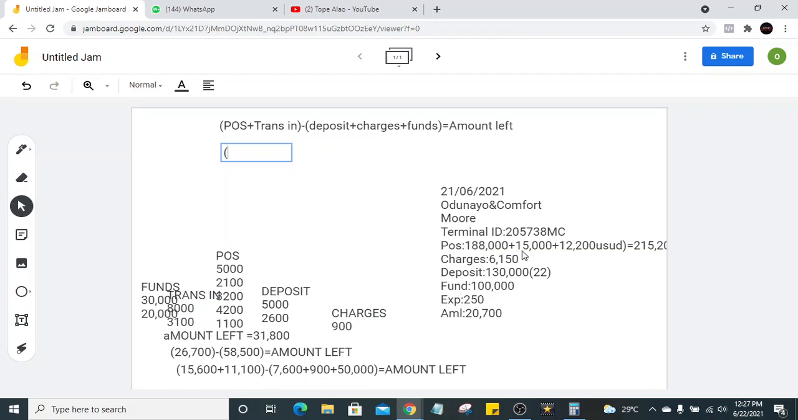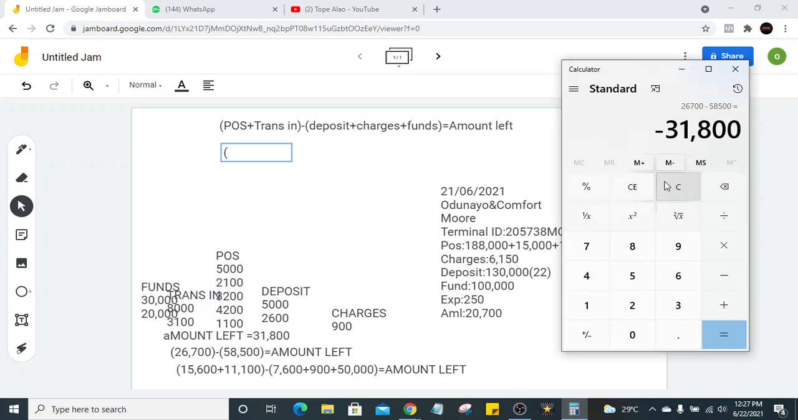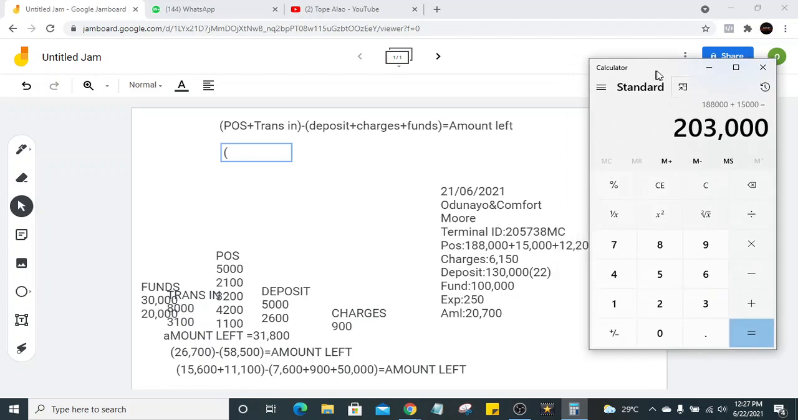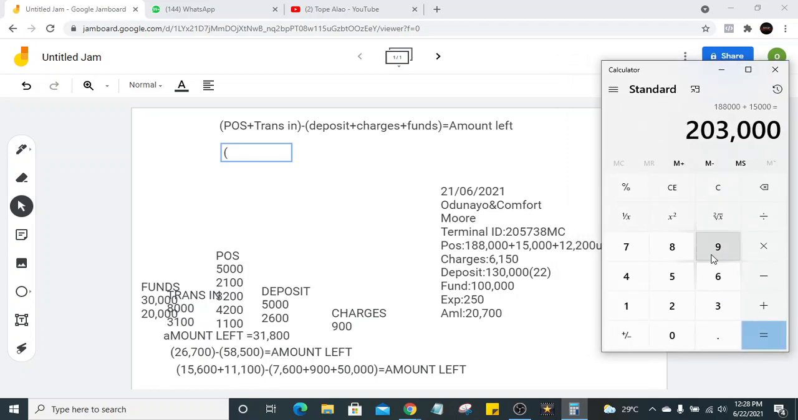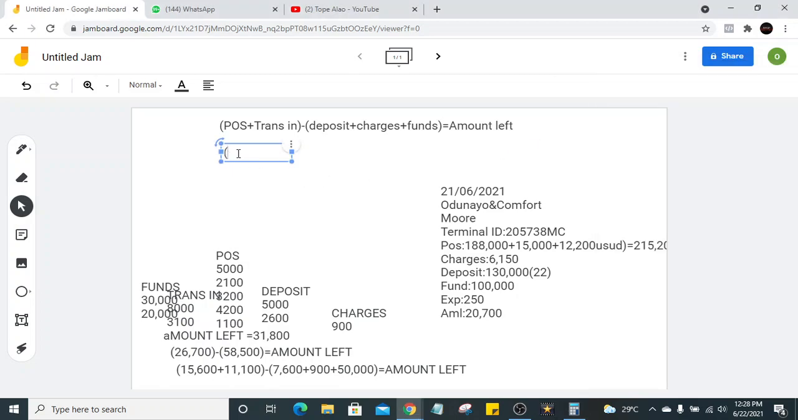That's 188,000 plus 15,000. Since you are using one POS, it should just be one figure. That is, you add all the withdrawals together. I asked them to be separating it so that if I want to check the credit on the POS, I'll be able to know. So the total POS is 203,000.